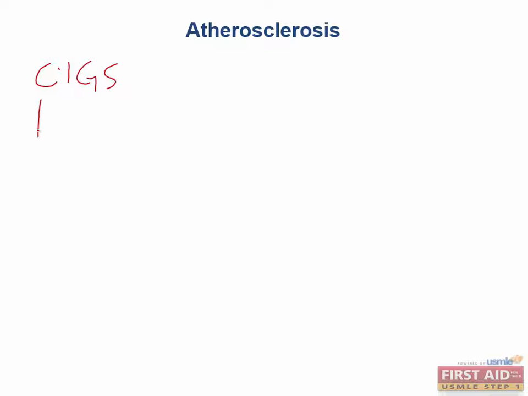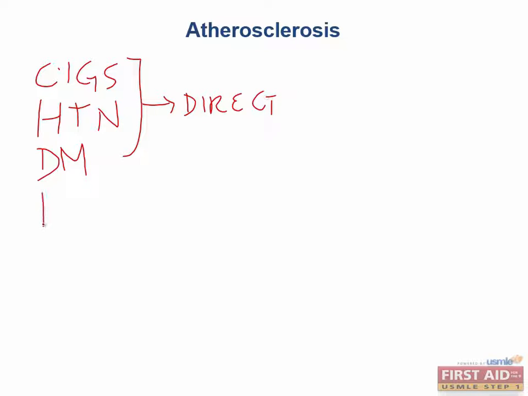Smoking cigarettes, hypertension, diabetes mellitus, all of these cause direct endothelial cell damage. Hyperlipidemia is obviously a risk factor because any type of lipid can deposit in the intimal layer of the vessel wall. Now, older people have an increased risk for atherosclerosis due to the accumulation of deposits over their lifetime.